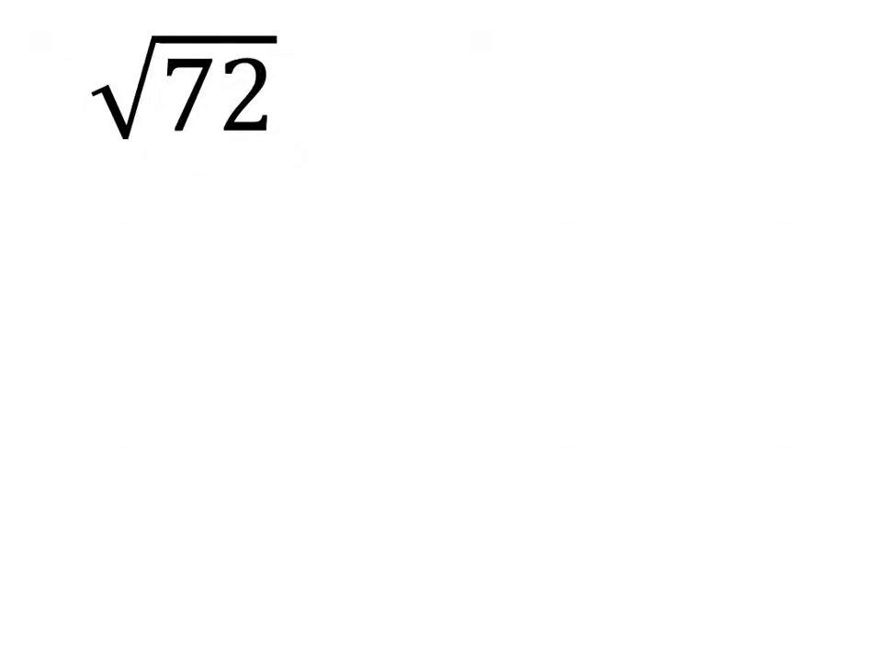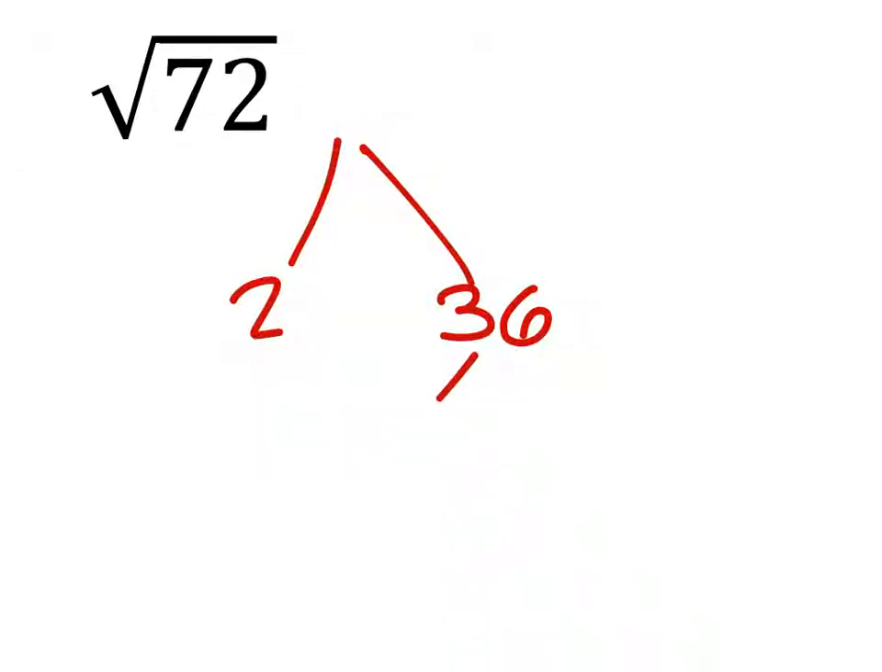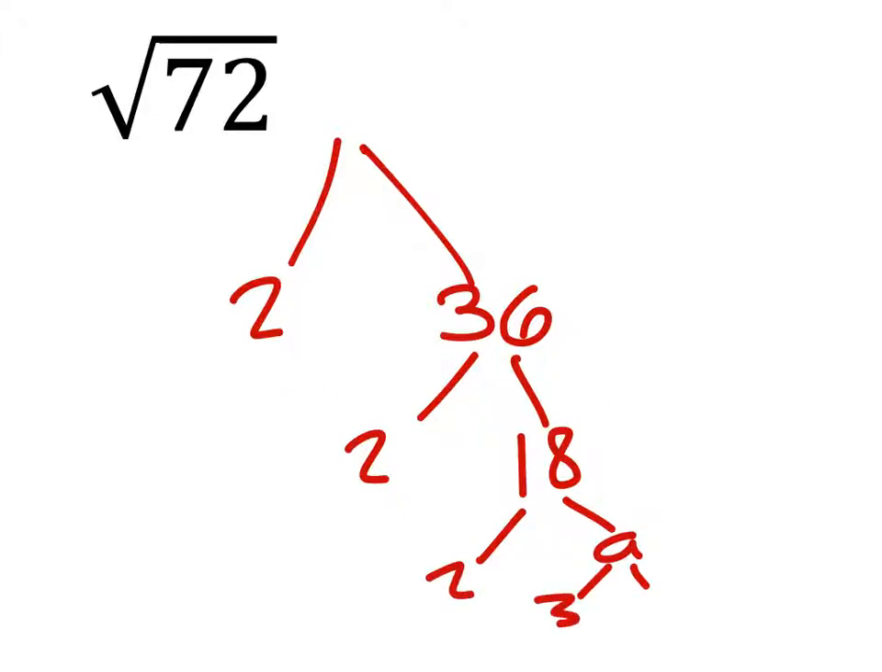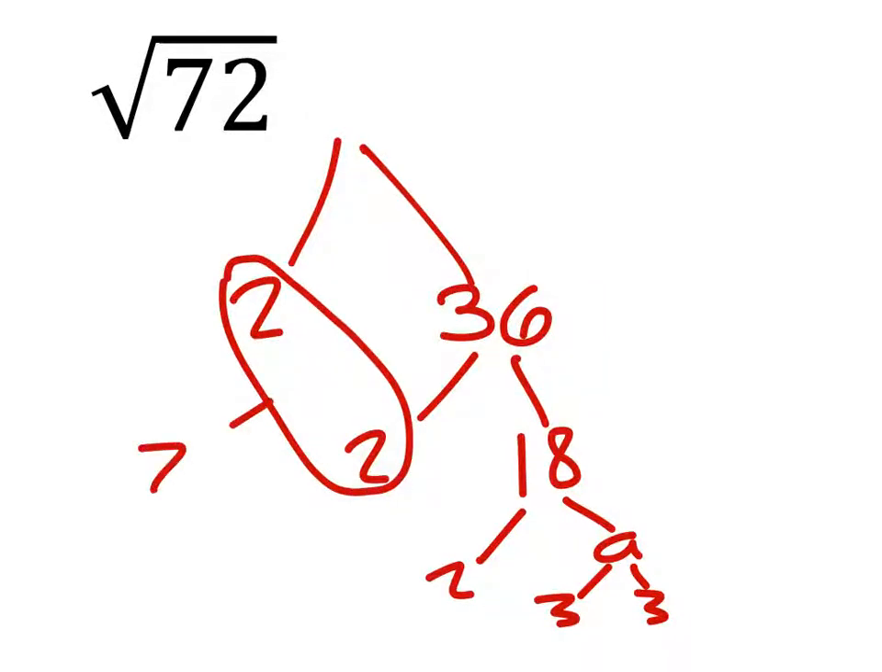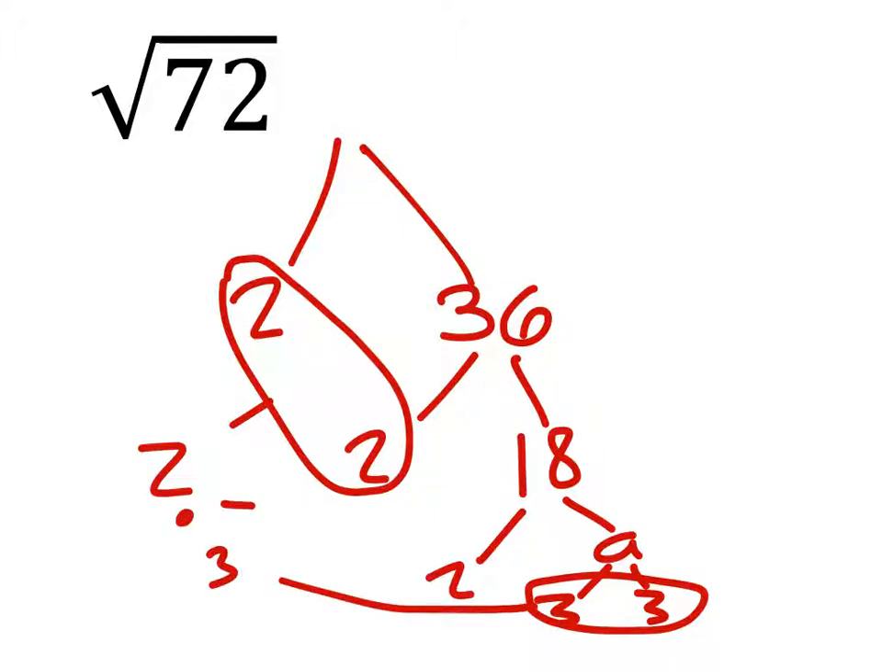Okay, so 72 can be divided into 2 and 36. And then that can be divided into 2 and 18, which can be divided into 2 and 9, and then that can be divided into 3 and 3. So then you have a pair of 2's here, which will just equal 2 on the outside, and then you have a pair of 3's here, which will equal 3 on the outside, and then 3 times 2 is 6.